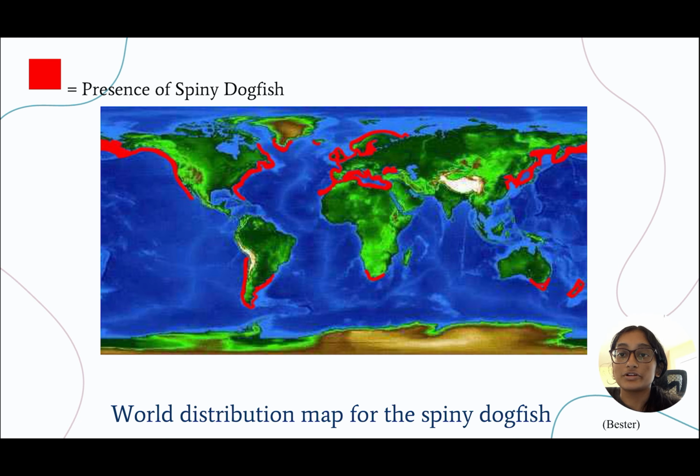Here is another world distribution map for the spiny dogfish. This map is more specific than the previous map because it labels the presence of spiny dogfish. This occurs as scientists have tagged dogfish across the world, and using these tags, they collect data to measure their presence using technology. The red measures the presence of the spiny dogfish.